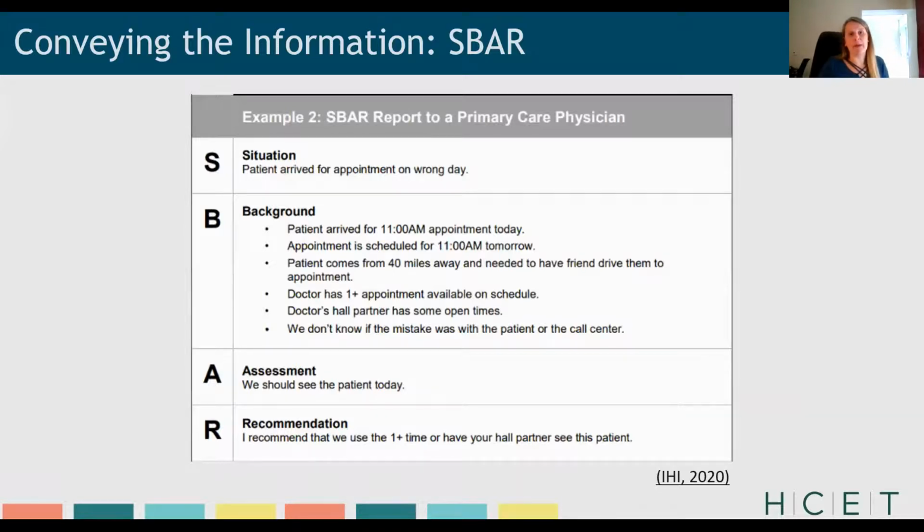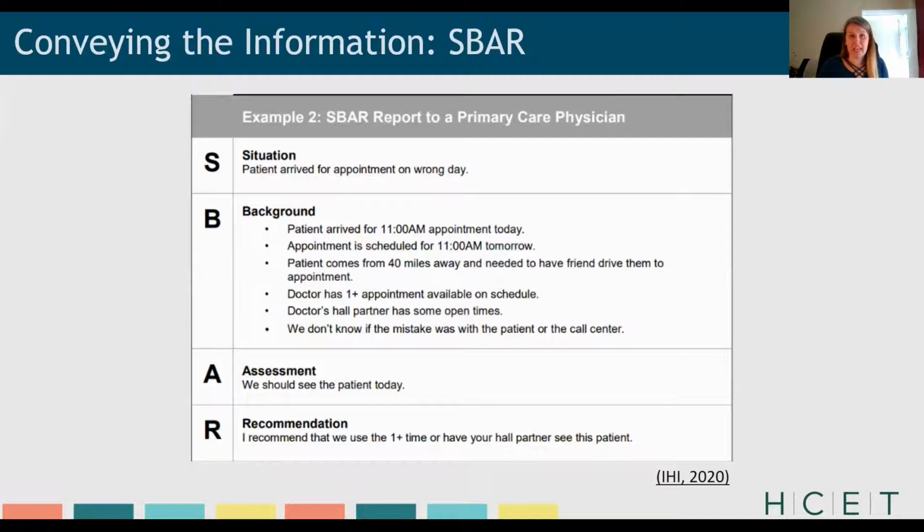So I got this from the IHI website, and I saw this example. I was like, wow, this is a really good application of SBAR, particularly within this presentation. So this is an SBAR report to a primary care physician. So maybe you have the situation, this is how you would tell a provider. You'd be like, hi, I had this patient who arrived for their appointment on the wrong day. So the concise statement, what's the problem? Patient arrived for their appointment on the wrong day. Here's the details. The patient arrived for their appointment today at 11 o'clock. Their appointment was actually scheduled for 11 o'clock tomorrow. The patient drove 40 miles and had a friend drive them.